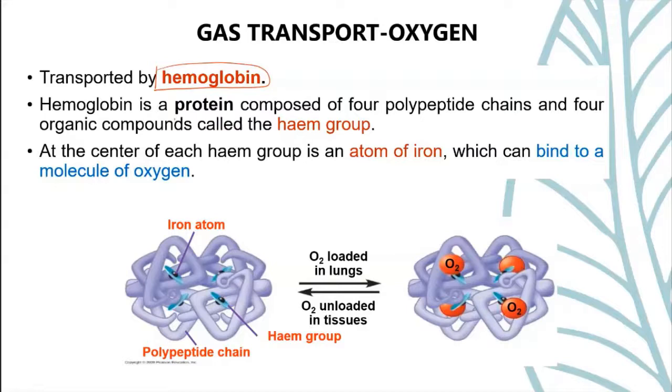So basically hemoglobin is made up of protein. The protein is made up of 4 polypeptide chains, 4 subunits of polypeptide chain. Each of the subunits has a hem group, and each hem group has an iron atom, ferrum. The function of the ferrum is to bind to an oxygen molecule. Therefore, one hemoglobin can bind to 4 oxygen molecules.